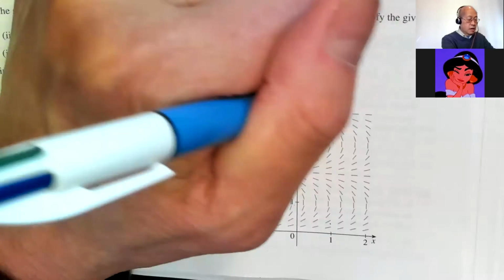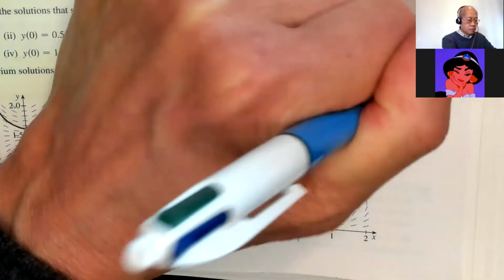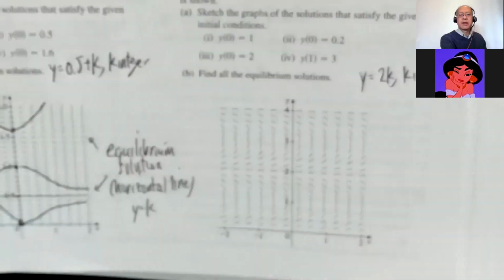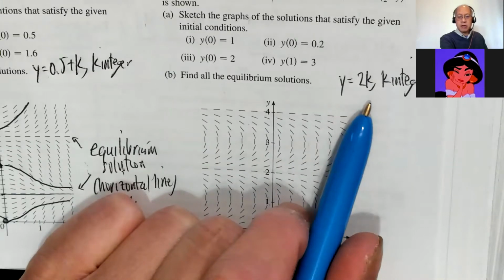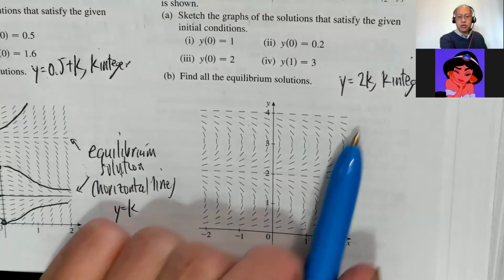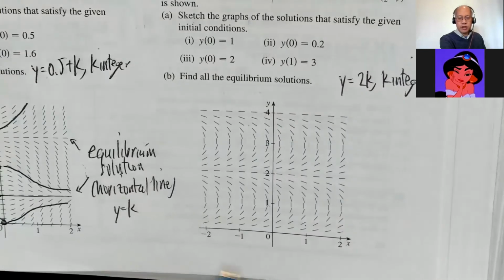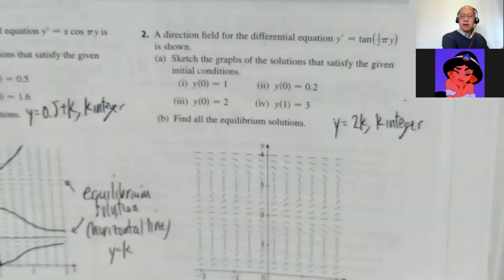All right, so I'll answer that first. y equals 2k, where k is an integer. So that's it for part B. So if k is 0, you're right here. If k is 1, you're at y equals 2. If k is 2, you're at y equals 4, and negative 1, negative 2, and so on.